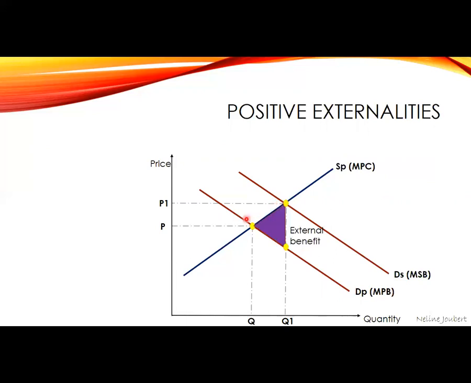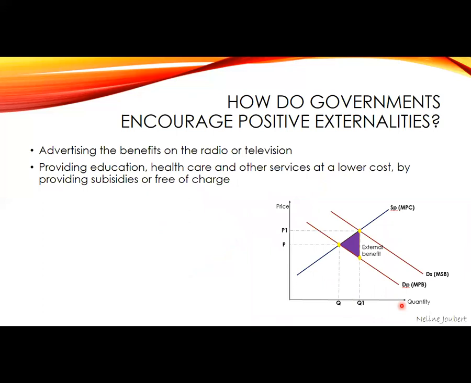But this triangle over here represents the external benefit of consumption of goods with positive externalities. We want people to consume a lot more of these products. Our marginal private benefit is less than our marginal social benefit, or marginal social benefit exceeds marginal private benefit. What does the government do to encourage the use of goods with positive externalities?